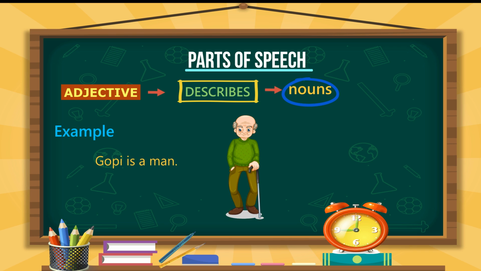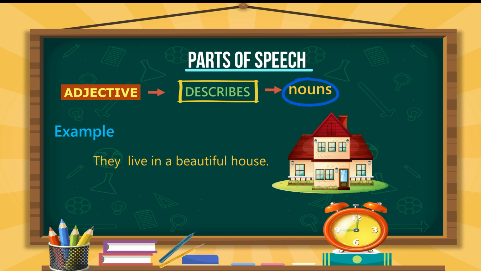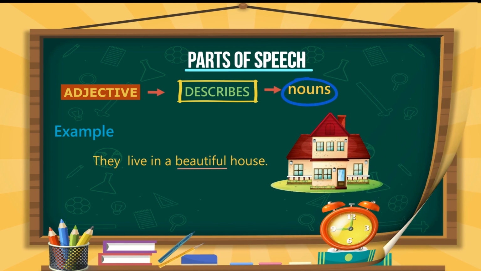Gopi is a man. Here we are simply saying that Gopi is a man. We are not describing anything about the man. Now we will rewrite the sentence with some description. Gopi is an old man. Here we are describing the man as old. So, old is an adjective. Next is, they live in a beautiful house. Here, beautiful describes the quality of a house.